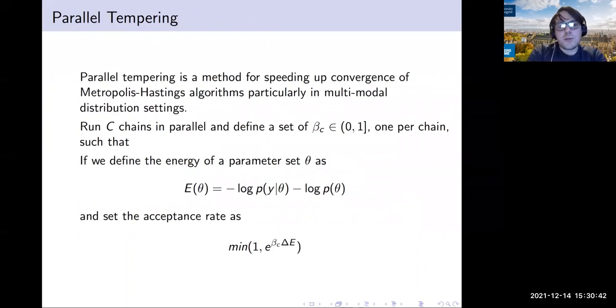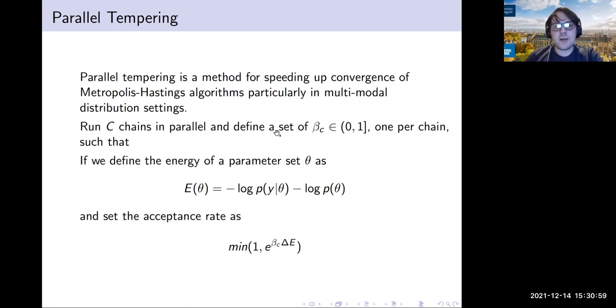Another approach is using a method called parallel tempering. The idea here is that we run multiple MCMC chains in parallel. Initially, there's no transfer of information at all, so they run independently of each other.